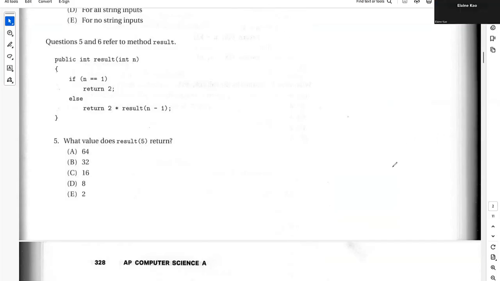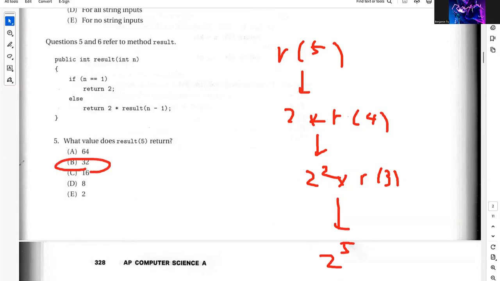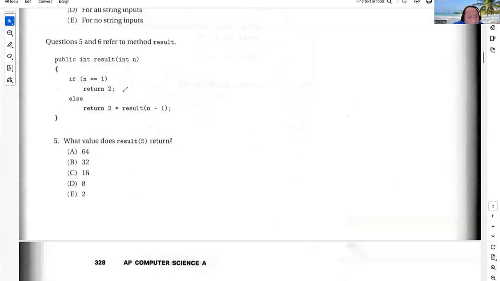For 5, if you put in result 5, it would become 2 to the power of 5. So it'd be 32. Okay? This one is top down, right?